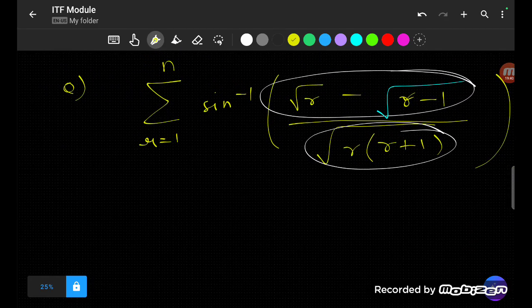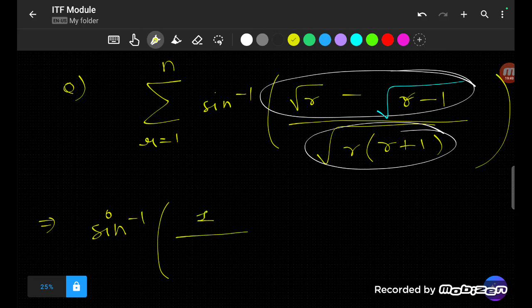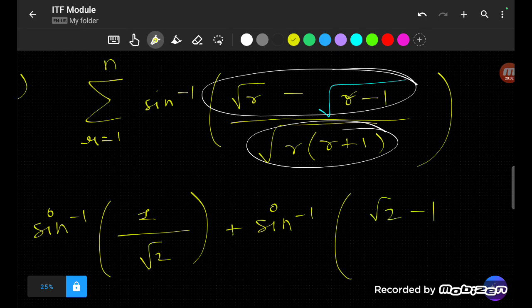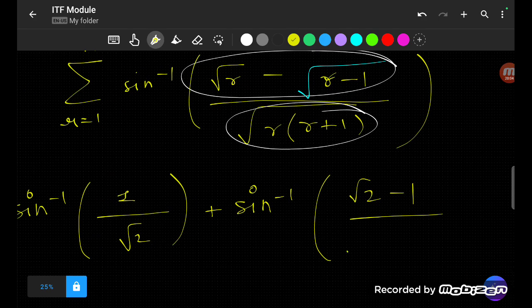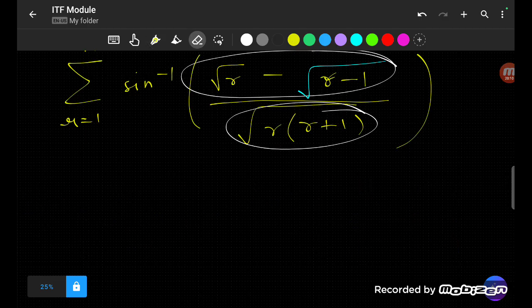So what would r equals 1 give? You would get sine inverse 1 minus 0, so you get 1, into 2. Sine inverse 1 by root 2 plus sine inverse, we have root 2 minus 1 upon under root 2 plus 1. Okay, we need to simplify this somehow.